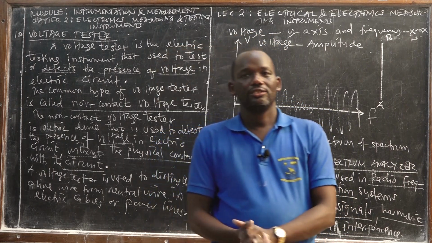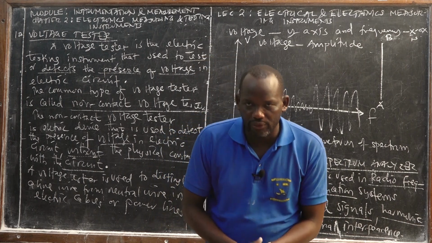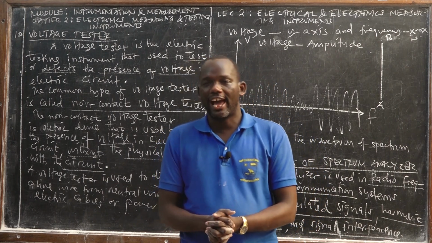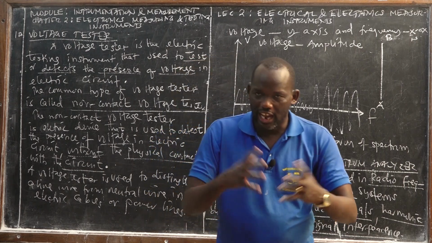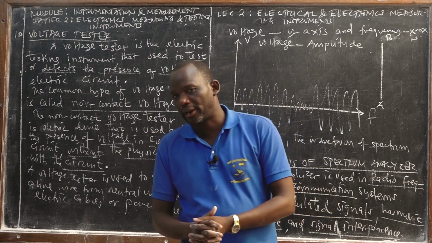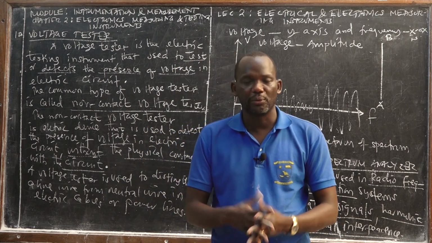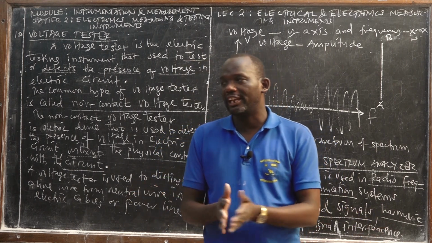So if that's the case, this is the end of lecture 2. I would like to invite you to lecture 3, where we will discuss in detail the multimeter and how to use it as a measuring instrument, and then we go for the practical to do the measurements using the digital multimeter. So class, is the concept clear?